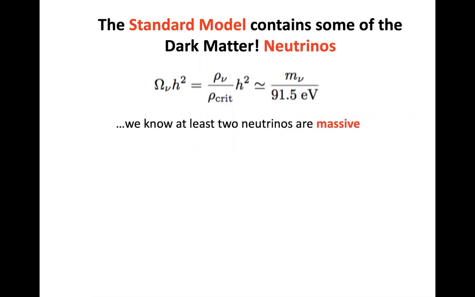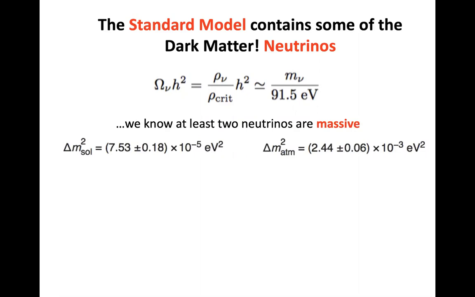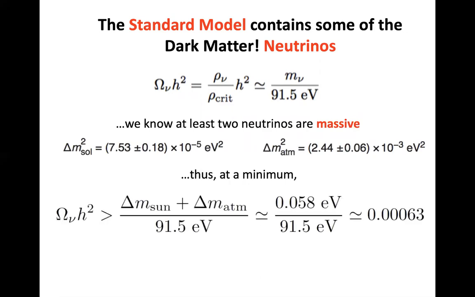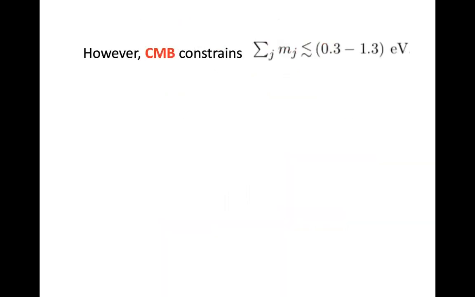Now, we know that at least 2 neutrinos are massive because we observe neutrino oscillations. Solar and atmospheric neutrinos tell us that we have at least 2 different mass scales. And so even assuming that the third neutrino species that we do need for oscillations to take place is massless, at a minimum, we have to have that the neutrinos contribute slightly over 0.5% of the dark matter in the universe. So that's quite interesting. What about the upper limit? How much of the dark matter can be in neutrinos?